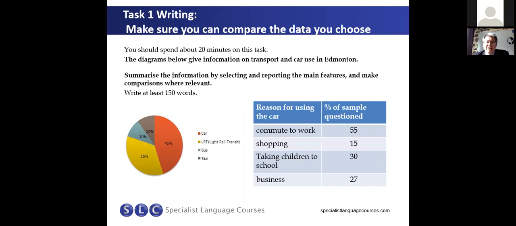Can we compare these two sets of data? Summarize the information by selecting and reporting the main features and make comparisons where relevant. Oh, we've got a reminder in the question. We've got to make comparisons. I can't. They're not the same. Oh, I can't do comparisons in this one.